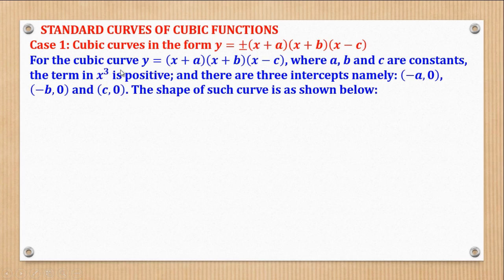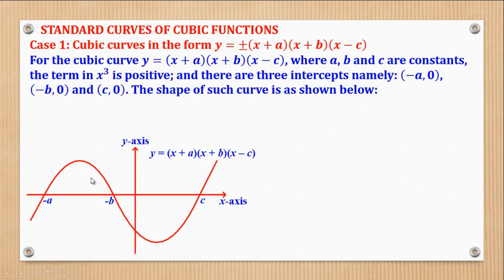When the sign on x cubed is positive, the curve will be in that shape. These will be the intercepts: one intercept, second intercept, and third intercept in ascending order. Now when it is positive, it will be in this shape.